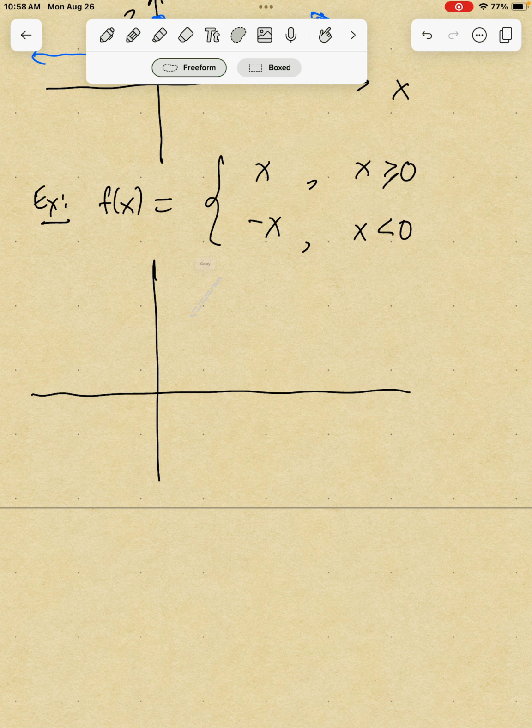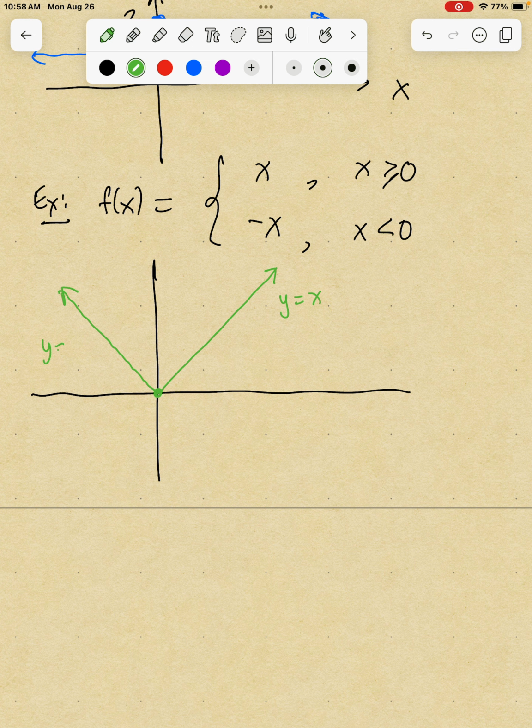For this part, when x is greater than or equal to 0, I have the graph y equals x. So that looks like this, and it goes on forever. And when x is negative, I have negative x, so I have y equals negative x, and it's like this. And that goes out forever. And this is the absolute value function.